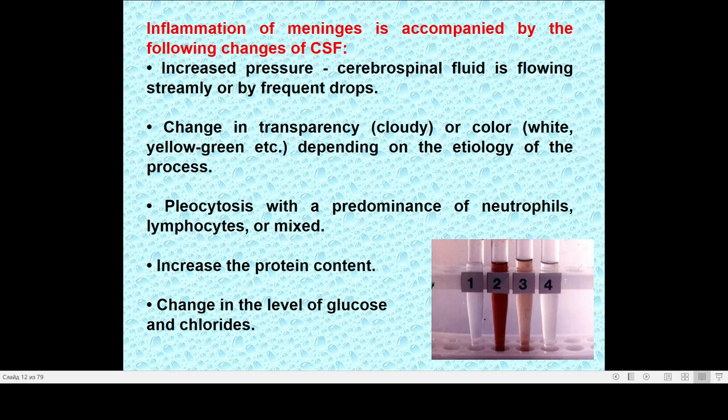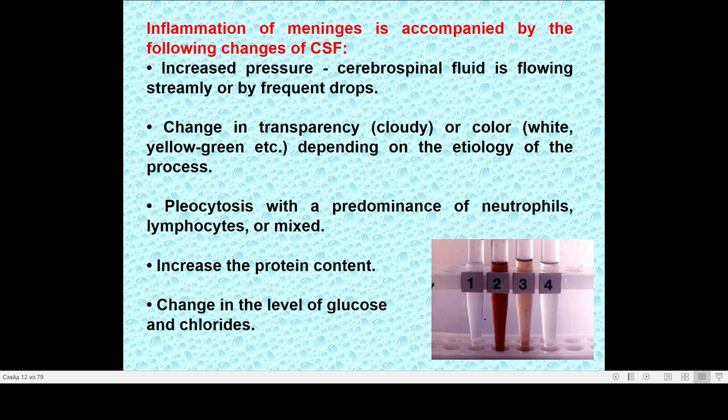What I propose to you when you analyze situational tasks or decide tests about cerebrospinal fluid: first of all, look at the level of sugar. It decides the question of viral or non-viral etiology. In case of non-viral etiology, sugar level is usually decreased. In case of viral etiology, sugar level will be stable.